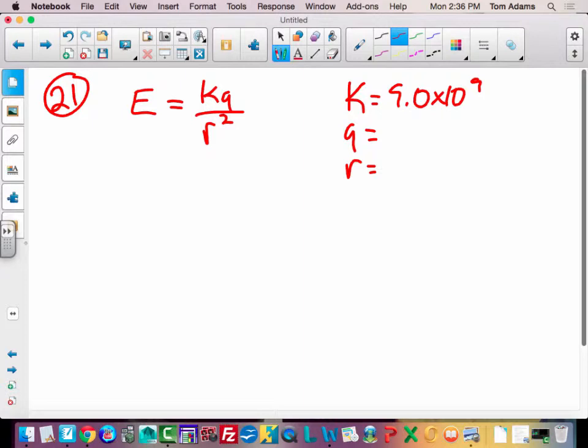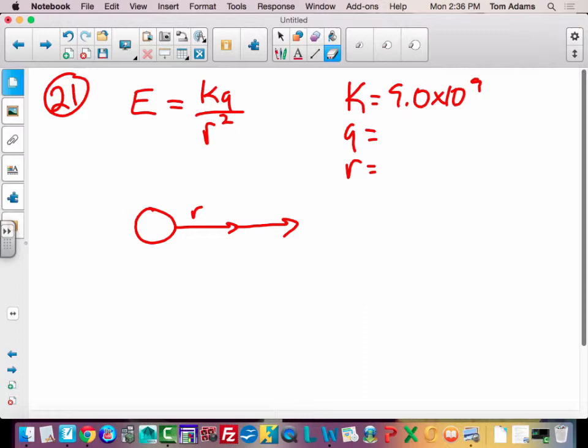And so we have a point charge. I don't know if it's positive or negative, but we have a point charge, and we're concerned about the electric field at a radius r. And so what they're saying is, what happens if I double that? If you double Q or double the radius or the distance.